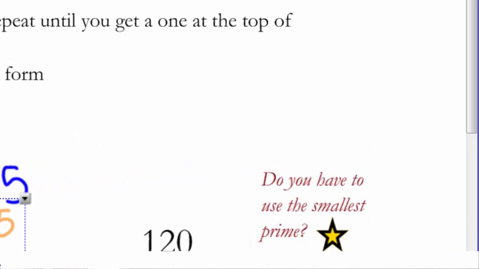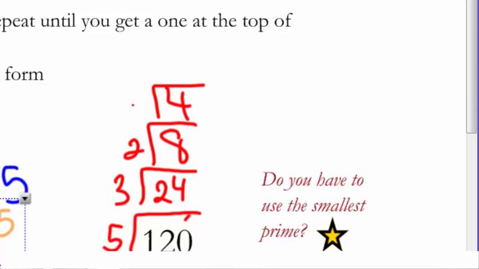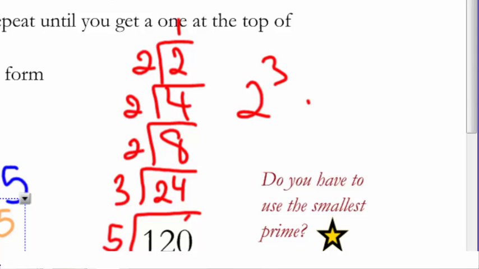Now, do you have to start with the smallest prime? No, you don't. I could, if I wanted to, start with 5. And if I knew that 5 goes into 120 24 times, then I could use 3. 3 goes into 24 8 times. 2 goes into 8 4 times. 2 goes into 4 twice. And then 2 goes into 2 once. Notice I get the same prime factors, though. This is still 2 to the third times 3 times 5.